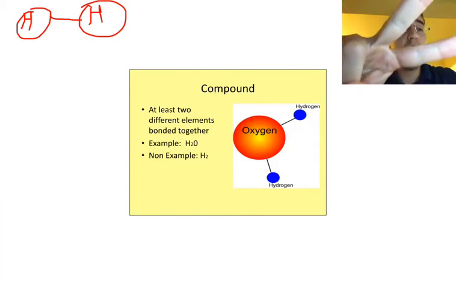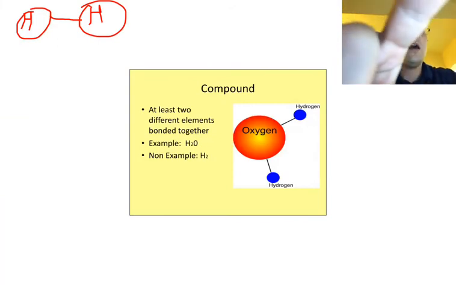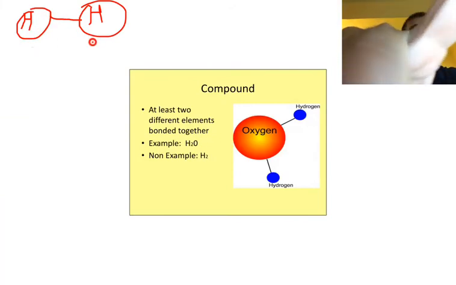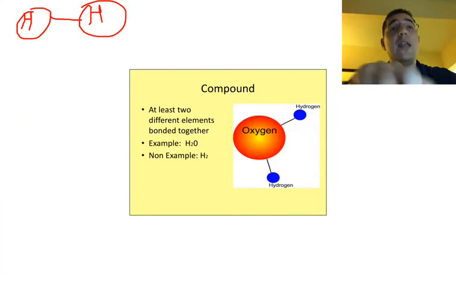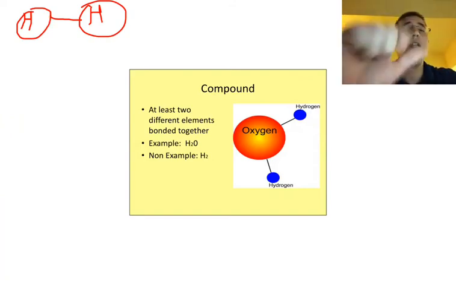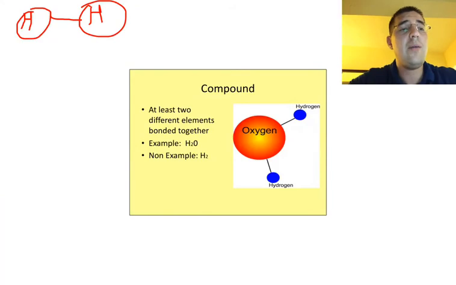I only have hydrogen. I do have two atoms. Now this is not a compound because I only have one element. Yes, it does have two atoms. It is a molecule, but it's not a compound. So this is a non-example of a compound.